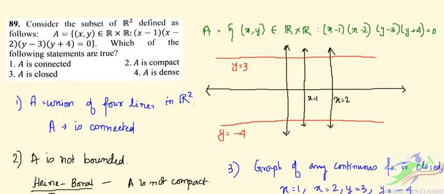So in our case, what are the correct options? A is connected. This is a correct option we got. But A is not compact and A is closed. So 1 and 3, these are the two correct options.